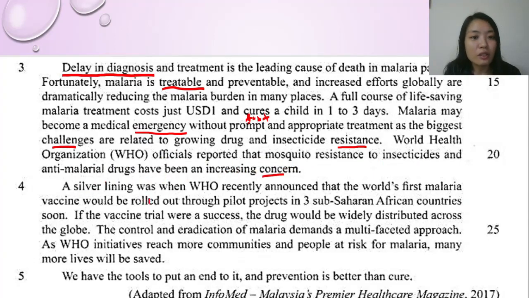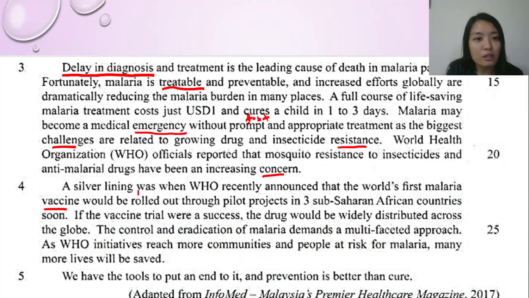A silver lining was when WHO recently announced that the world's first malaria vaccine will be rolled out through pilot projects in 3 sub-Saharan African countries soon. So they're going to do some kind of vaccine. If the vaccine trial were a success, the vaccine would be widely distributed across the globe. The control and eradication of malaria demands a multifaceted approach. As WHO initiatives reach more communities and people at risk for malaria, many more lives will be saved.